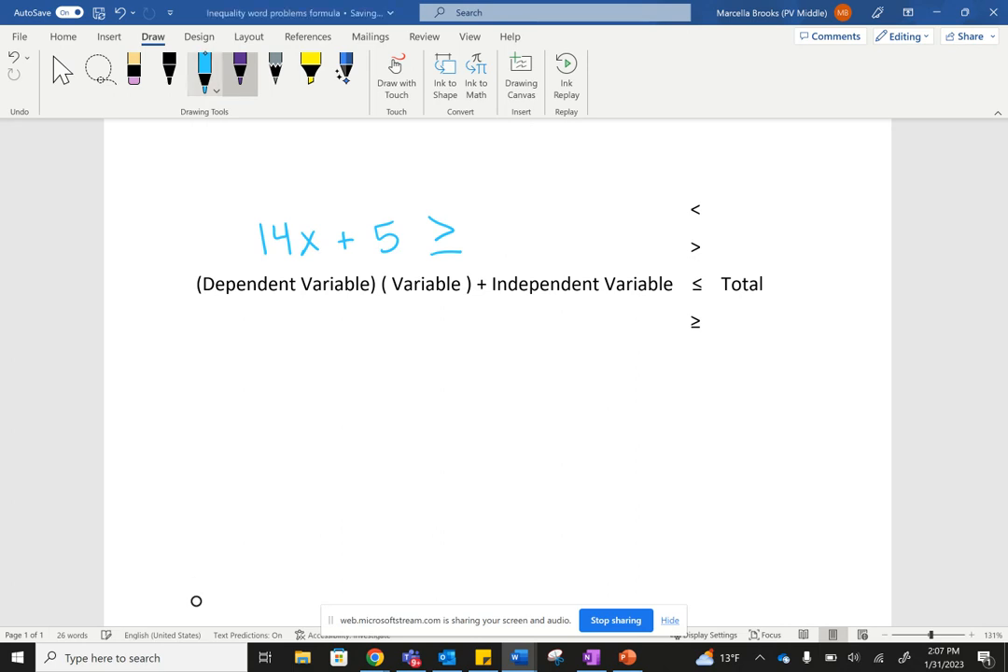So first we need to remember what a dependent variable and an independent variable is. So a dependent variable, the way that you're going to know what the dependent variable is, you're going to see the word each. So if it's a dollar each, that's going to tell us that that's our dependent variable.